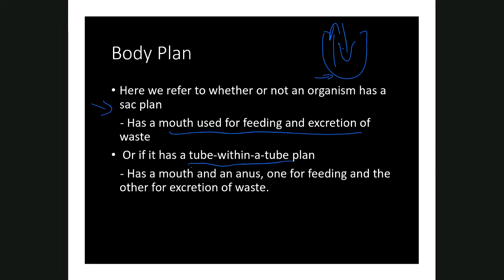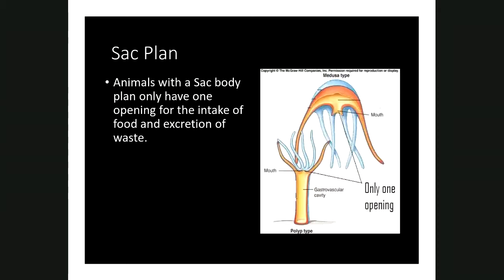Okay, so here's an example. Here's a sac body plan. Here, the radially symmetrical animals also have that sac body plan. Talking about jellyfish, corals, anemones. And there's no body opening over here. This is the only opening available. Whatever food goes in, you have to excrete the waste in the same direction, from the same opening.